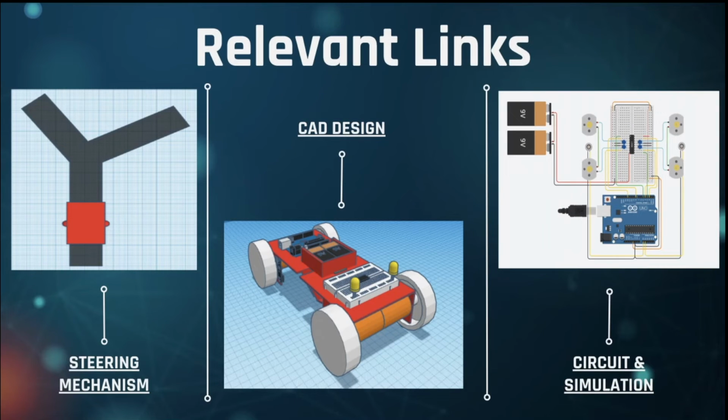And here we have the relevant links and simulations for our project. The different parts will be explained briefly. So we have the CAD design, which will show the 3D view of our model, steering mechanism, which will explain how our robot is working mechanically, and the circuit and simulation, which will explain the working of the program.